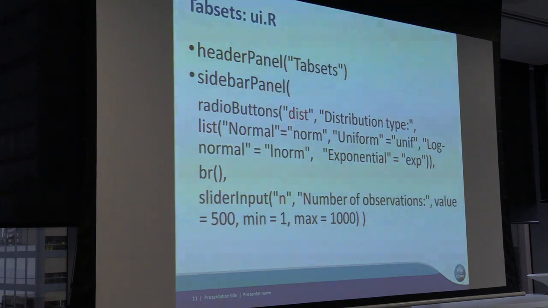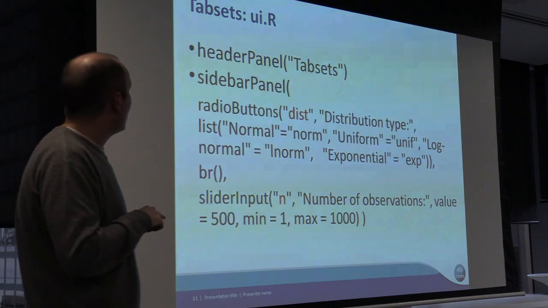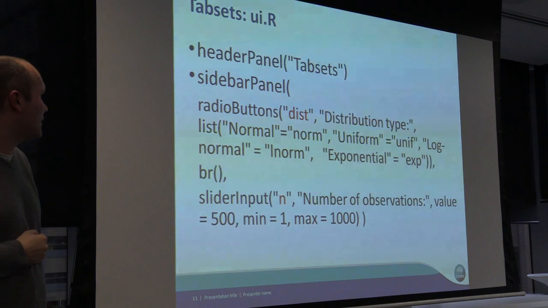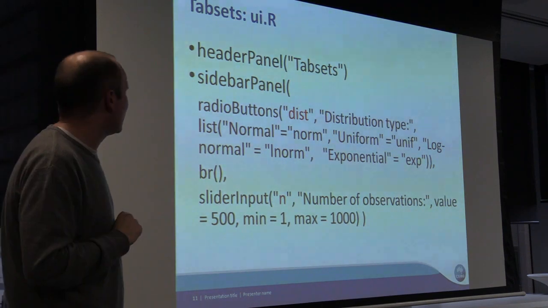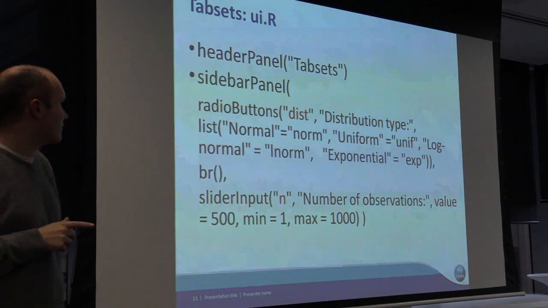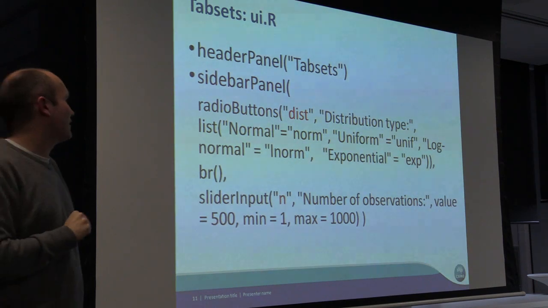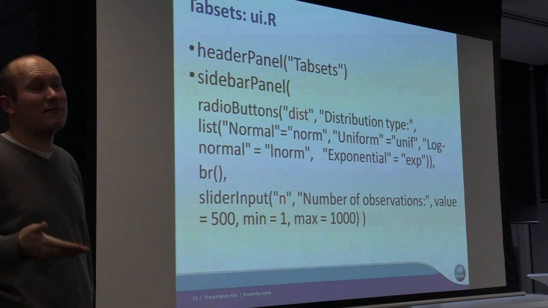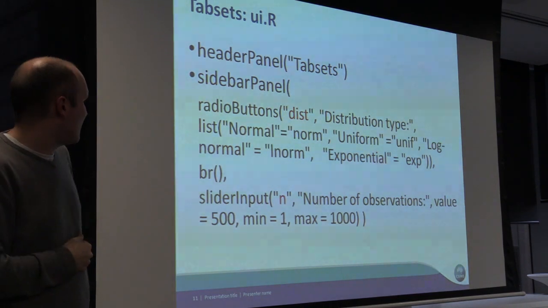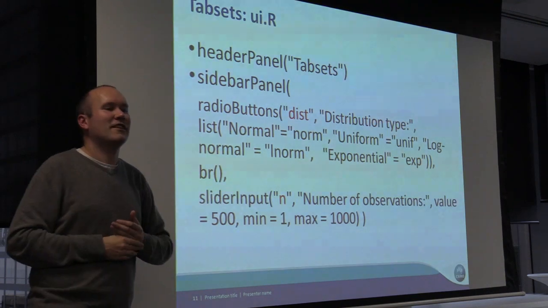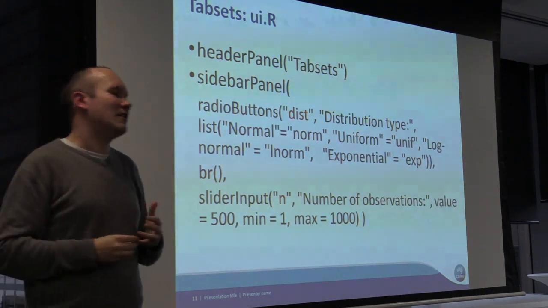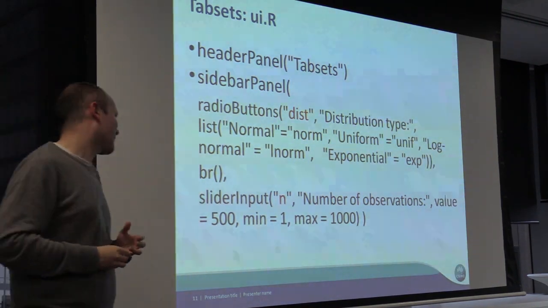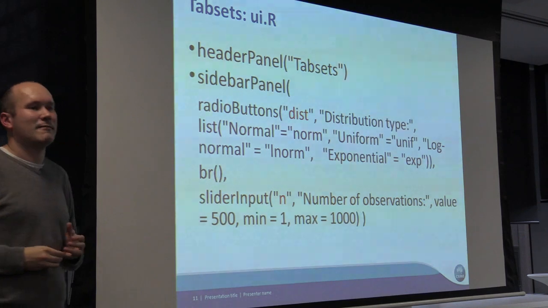So I'll show you the code for this example. We start with ui.r. We've got the header panel, which is just the title, and tab sets. The sidebar consists of two elements: the radio buttons, which is the radioButtons function, fortunately, and the slider, which again you've seen before, that's the sliderInput. We've got br, open bracket, close bracket, that just inserts a bit of a gap. Again, if you use HTML, you'll probably know that because br is used for that purpose in HTML as well.